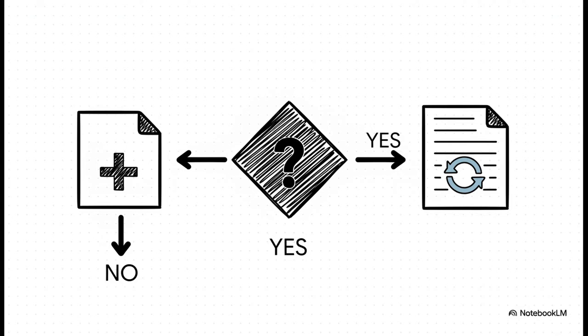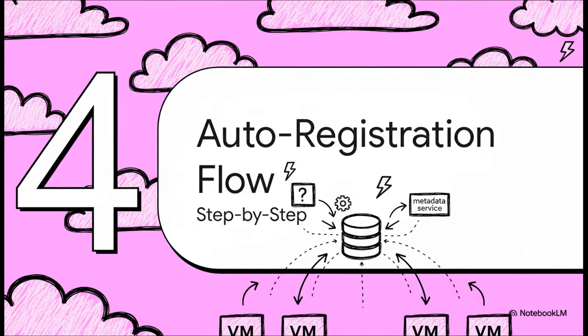Okay, this is where it all clicks. We use one single command, an upsert. So when a server tries to report its status, the database basically asks one simple question. Hey, have I seen this server's ID before? If the answer is no, boom, it creates a brand new record for it. That's the self-registration. If the answer is yes, it just updates the existing record with the latest info. That's the self-monitoring. One single action handles both jobs automatically. It's so elegant.